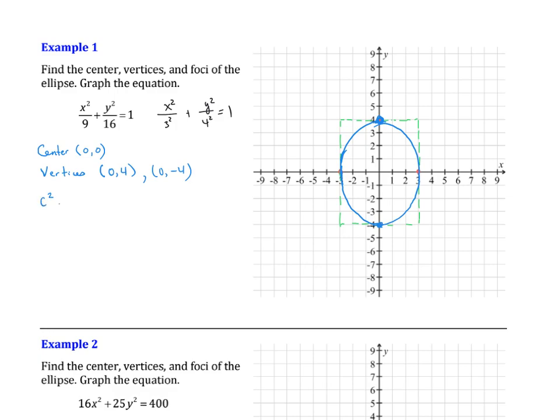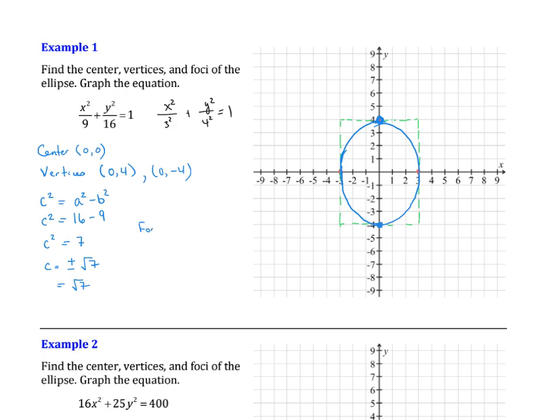So c squared is going to equal a squared minus b squared. So a squared and b squared are these values. So we just take larger minus smaller. So c squared equals 16 minus 9. So c squared is going to equal 7. So c equals plus or minus square root of 7. But notice c is a distance to the foci, so it's going to be the square root of 7.